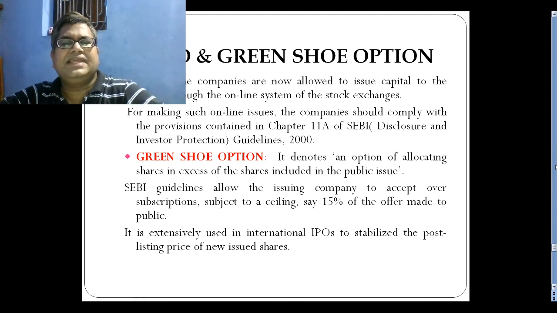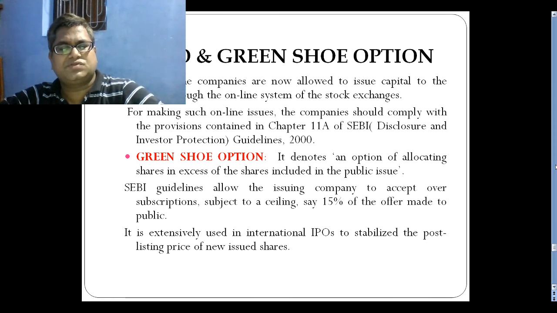Another one is the green shoe option. It denotes an option for allocating shares in excess of the shares included in the public issue. Means SEBI guidelines also allow the issue of shares with a subscription ceiling of 15% over the offer made to the public. Means through the green shoe option, it is an excess of shares, only 15% to the public.